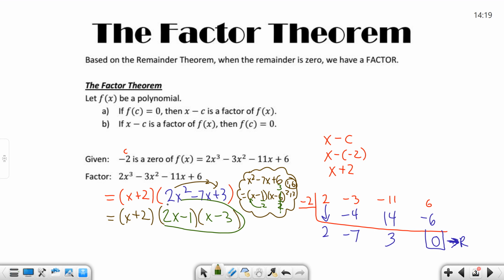And if you were to FOIL this out, you would end up with this blue polynomial above it, okay? So x plus 2, 2x minus 1, and x minus 3 are my factors. That's my factored form of this polynomial that I started with, right? So that's all this question asked us to do, was factor that. And the first factor we were given because of this. When we're told that negative 2 is a 0, that gives us one of our factors.